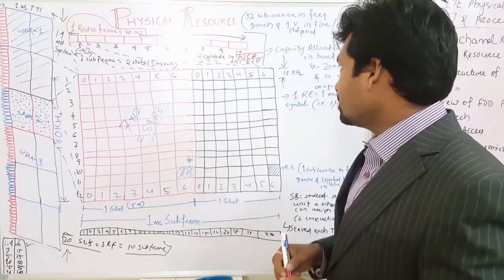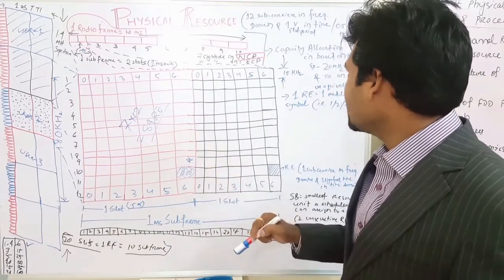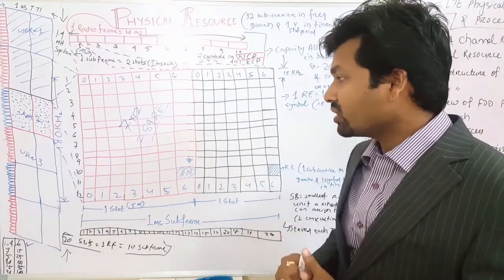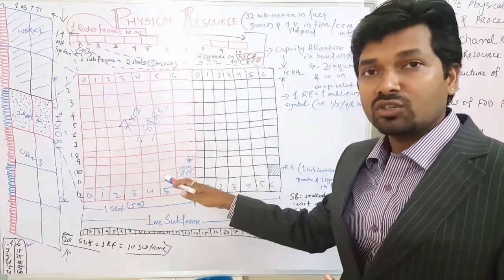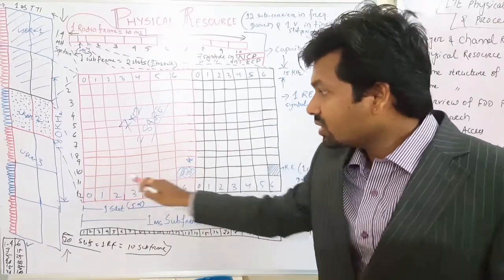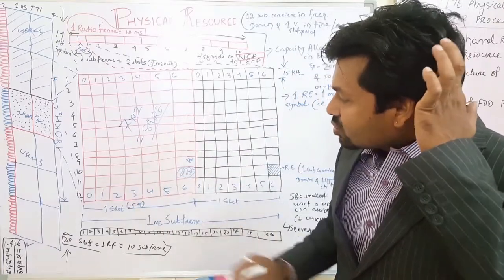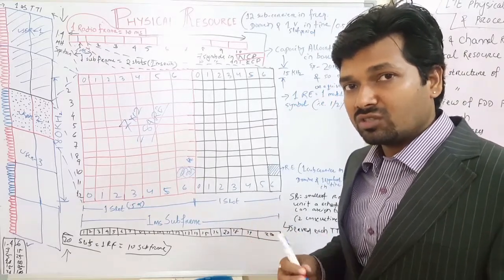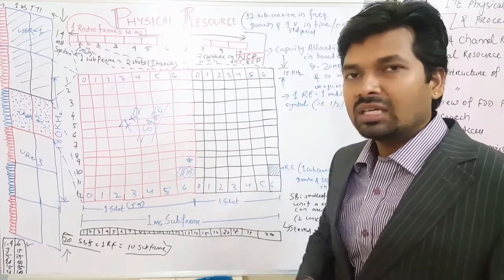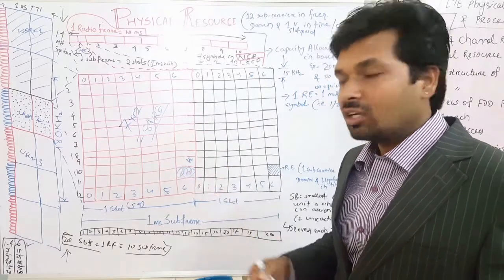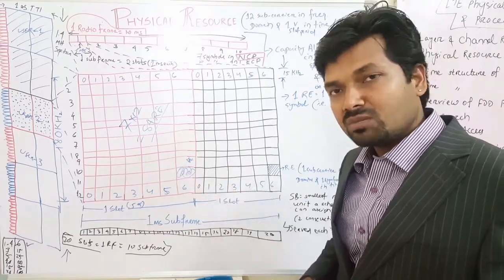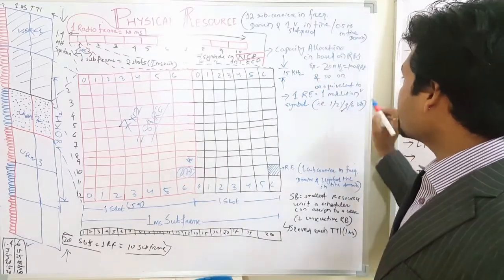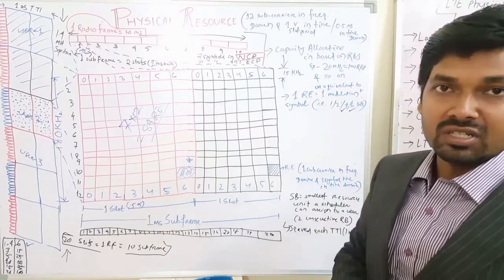Now what is one resource element? One resource element is nothing but one modulation symbol, depending on what kind of modulation we are using for that scheduling block or resource block or for that particular subcarrier. So let's take the example of QPSK, 16 QAM, 64 QAM and BPSK. For BPSK, this is 1 bit per symbol. For QPSK, 2 bits per symbol per resource element. For 16 QAM, we have 4 bits per symbol and for 64 QAM, 6 bits.